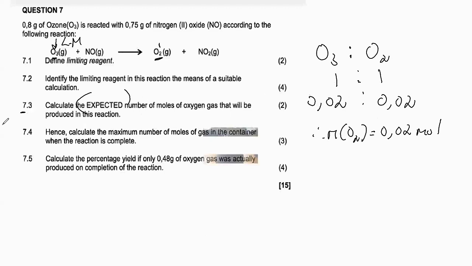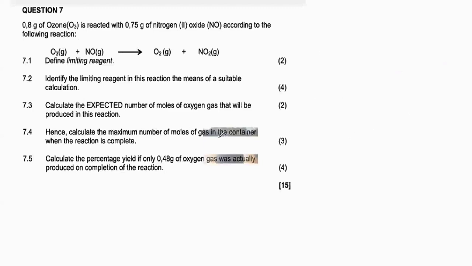So it will be a mark for identifying that the ratio is 1:1, and then a mark for concluding that since they have the same ratio, they must also have the same number of moles. Right. Then 7.4 now is saying, hence calculate the maximum number of moles of gas in the container when the reaction is complete. So now understand this.